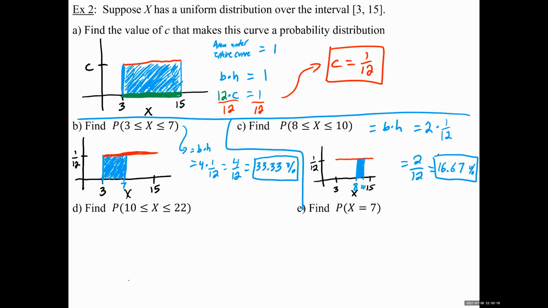Probability x is between 10 and 22. Again, we've got a bag of numbers. I'm going to draw one number. What's the probability the number I get is between 10 and 22? That's what's being asked of you here. Again, I'm going to draw a picture of a uniform distribution from 3 to 15 with height 1 over 12.